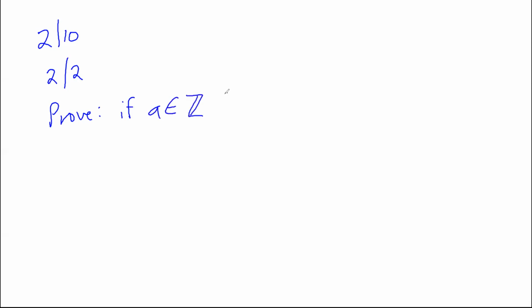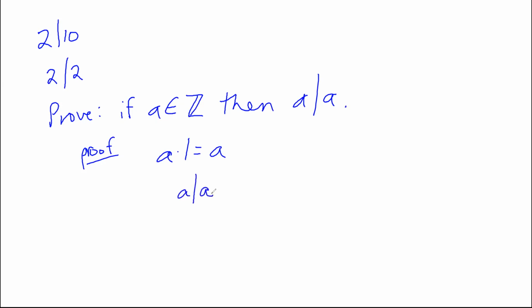I'd like to make a couple of obvious statements. 2 divides 10. Also, 2 divides 2. Proof. If A is an integer, then A divides A. This is pretty much a one-line proof because A times 1 equals A. And if you have A times something equals something else, that means that A divides that something else. This is using our definition of divisibility.